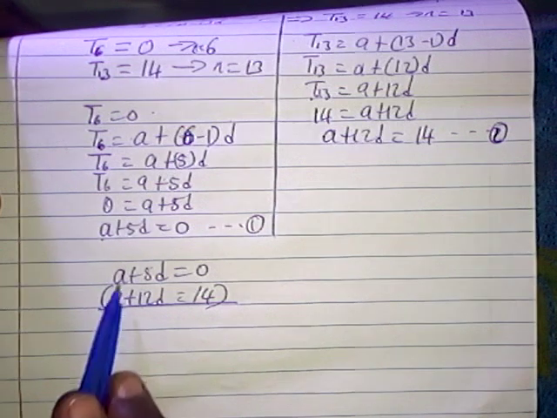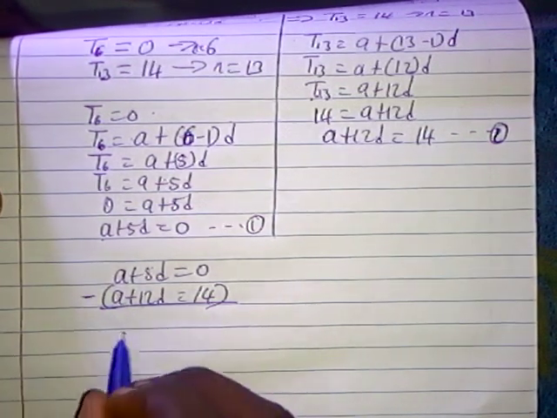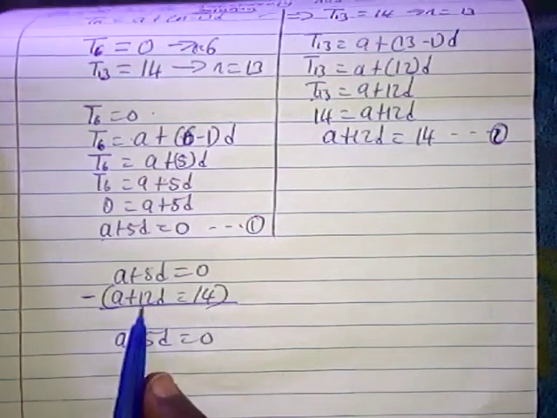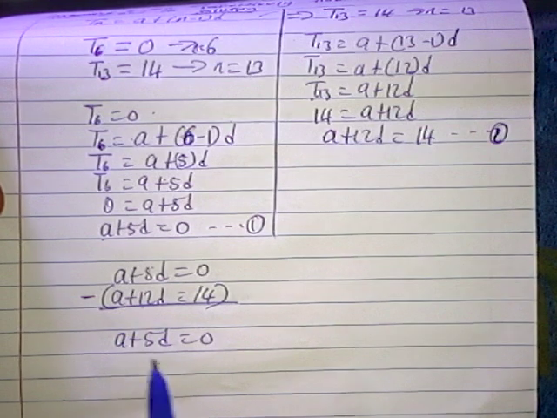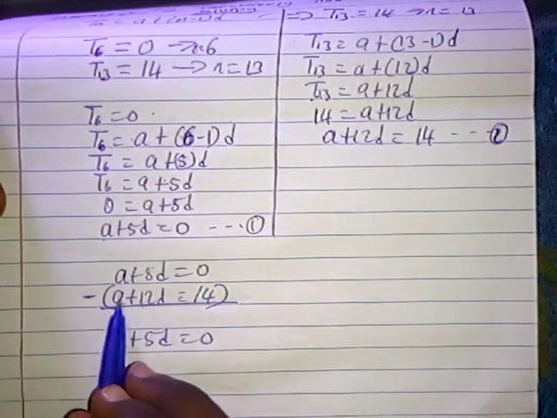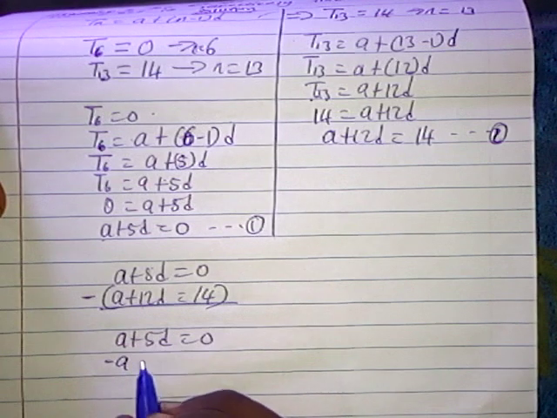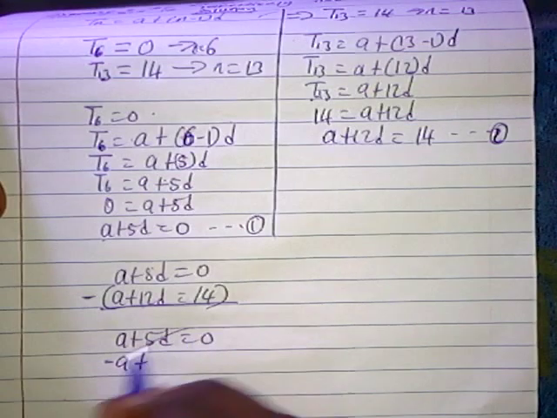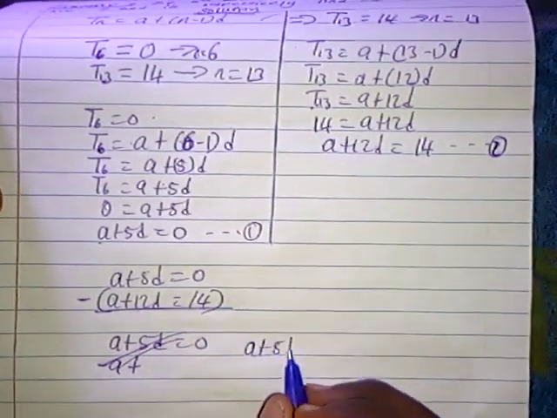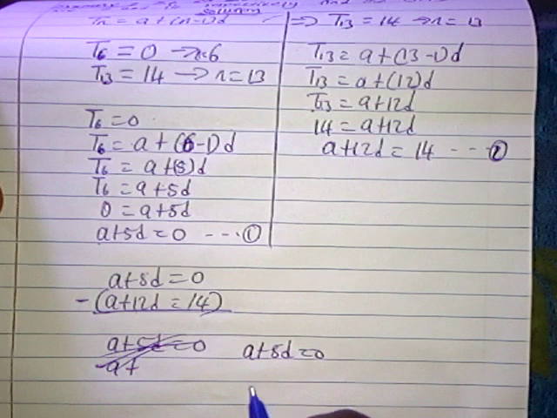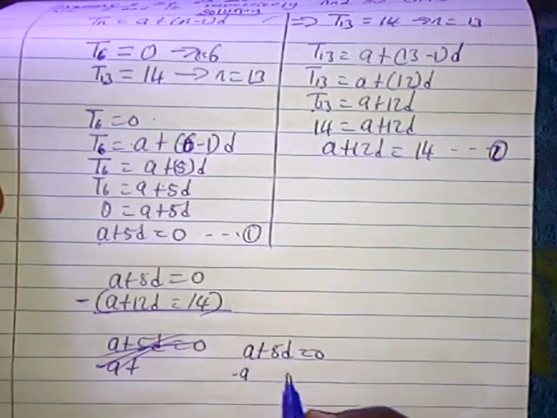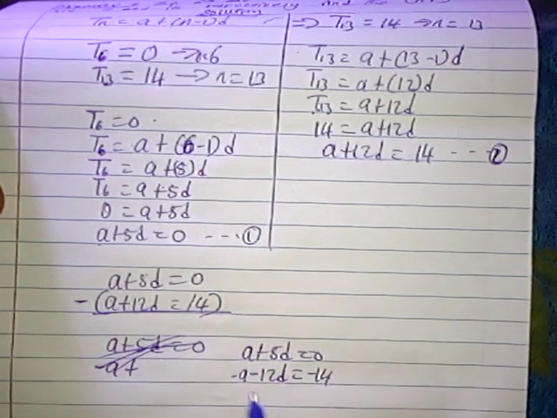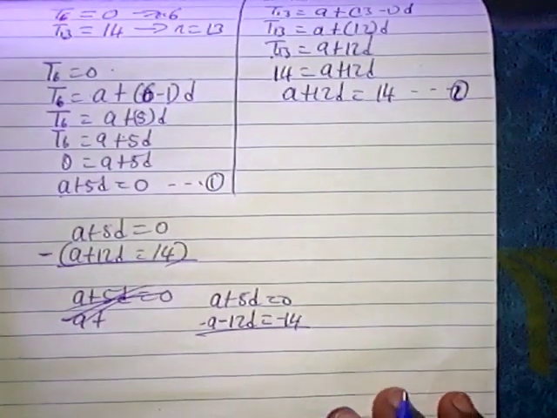Right? Of course, for A, we put a negative sign here. So A plus 5D is equal to 0. Why do we put a negative sign here? If you want to know, go and watch my video. Right? Good. Minus times A is minus A. Minus times plus 12 is what? Minus 12D is equal to minus times 14, which is minus 14. Do you see it? Is it understandable?